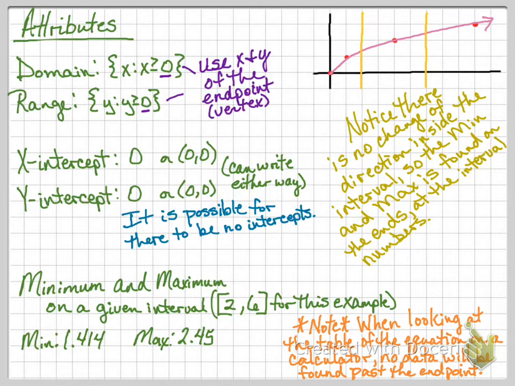The x-intercept and y-intercept, of course, is wherever the graph crosses the x or the y-axis. For the parent function that we have here, it's 0 and 0. Now, if you want to write it in ordered pairs, that's fine. Either way is acceptable.